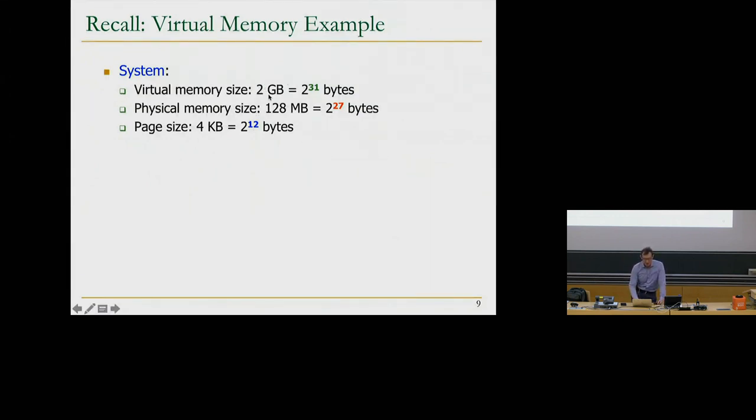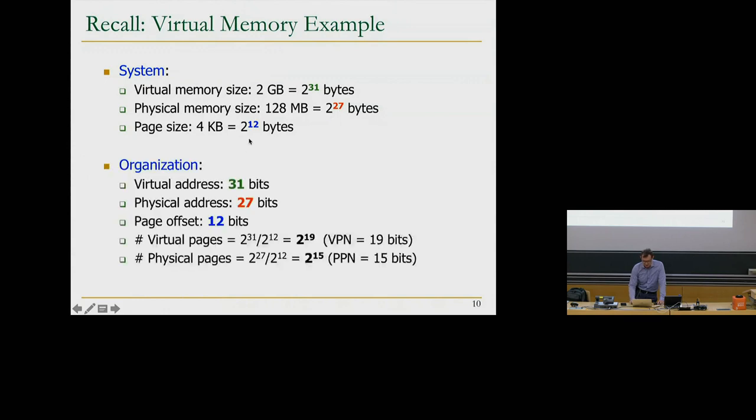Our virtual memory size is 2 gigabytes, which means it's 2^31 bytes. Our physical memory size, we're assuming 128 megabytes, 2^27 bytes, and page size is 4 kilobytes. And you can get the virtual address size, physical address size, and the page offset from here, which means you can also get the number of virtual pages and physical pages. So these are easy calculations, as you can see. Virtual page number is 19 bits, physical frame number, physical page number is 15 bits.